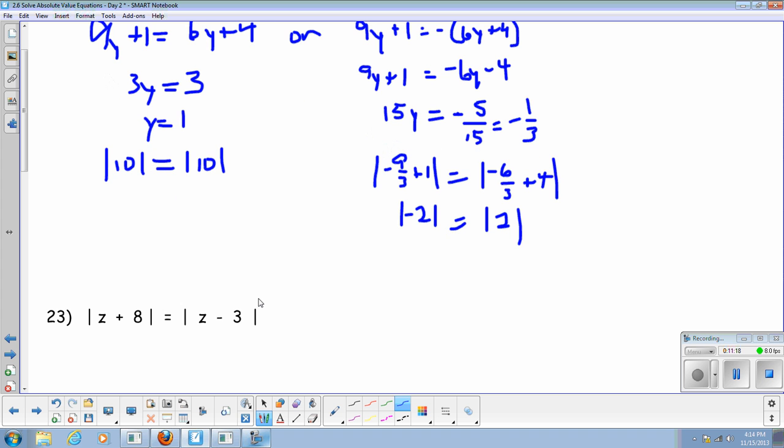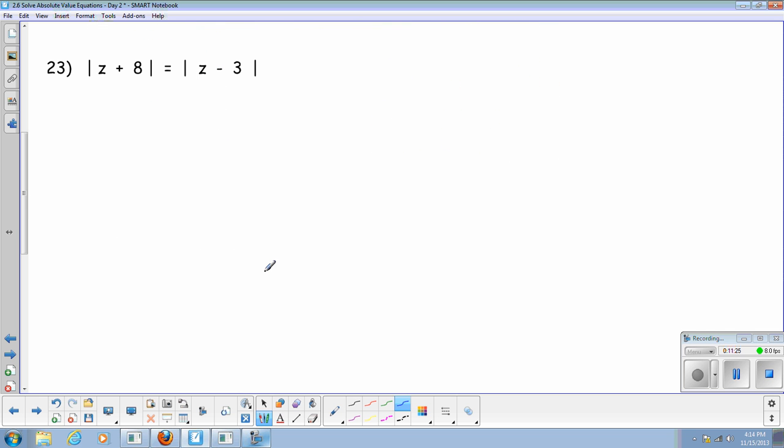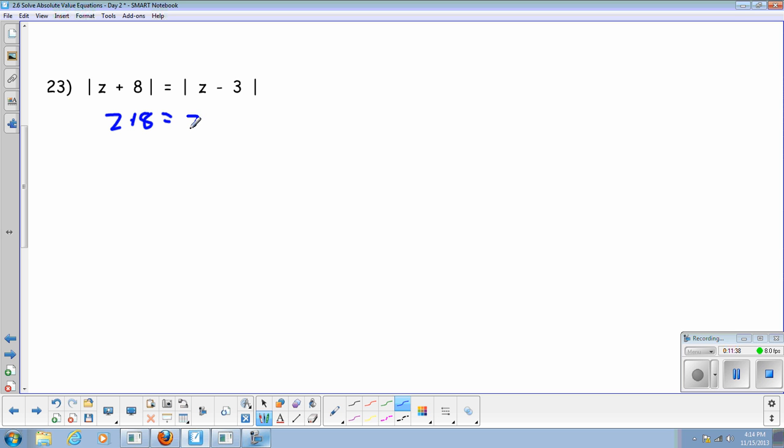All right, would you take a moment to copy down problem 23? Problem 23 is a situation now where you're going to see how we can run into problems where we only have one solution or a solution doesn't work. So if I start this one out and I'm going to say z plus 8 equals z minus 3. And I solve this problem, I'm going to subtract z from both sides, and I get 8 equals negative 3. Well, that is false.